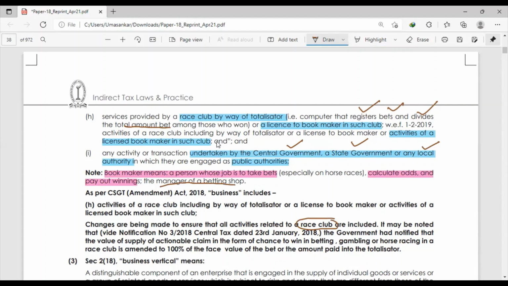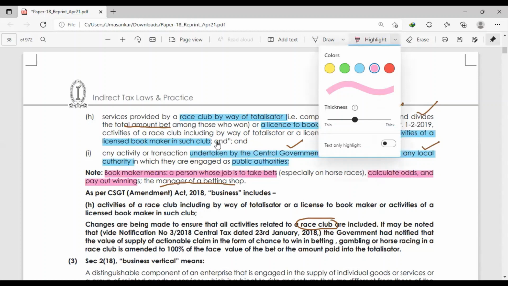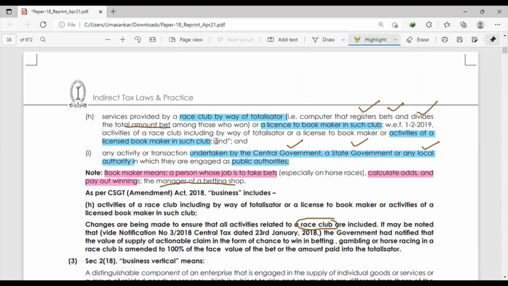It must be noted that with this notification, the government has notified that the value of supply of actionable claims in the form of chance to win in betting, gambling, or horse racing is amounted to 100% of the face value of the bet and the total amount in the totalizer. With the recent amendment, the value is 100% of the face value. It means not on the income amount, but on the total amount you bet.